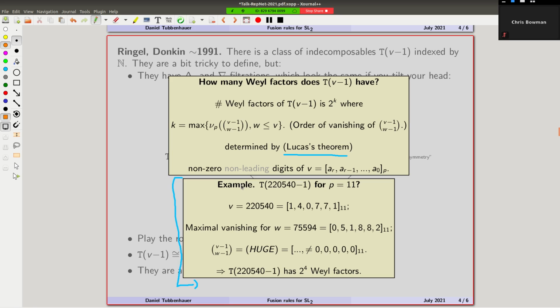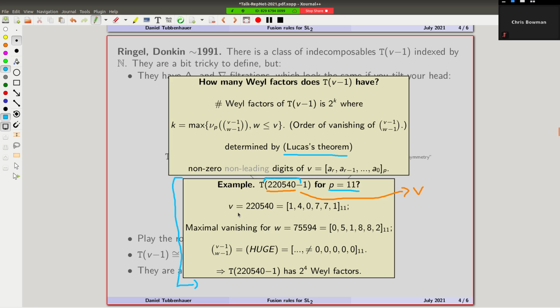It's given by the so-called digit game. It works as follows. You write down your number. Remember, this is my V. Right? Everything is V minus 1, so this is my V. And let's say I'm working in characteristic 11, and this is almost the biggest number I ever wrote down on any slide. But it doesn't really matter.